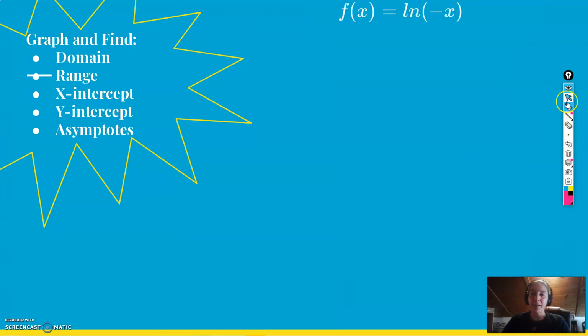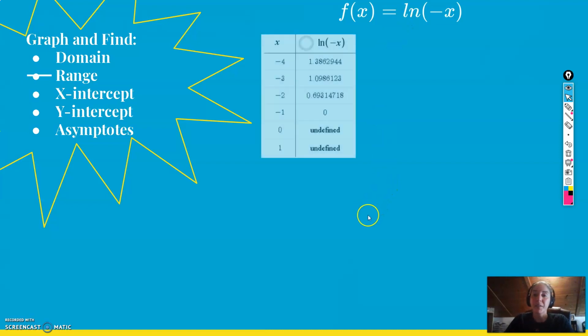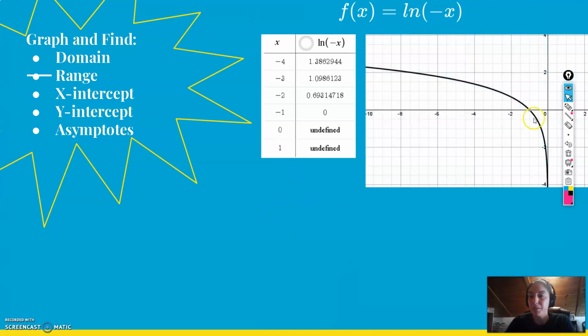So let's look at some examples. What if I wanted to find the domain, range, x-intercept, y-intercept, and asymptote of f of x equals ln of negative x? Well, first let me look at a table. I've plugged in a couple values: -4, -3, -2, -1, 0, and 1. And then I also created a graph.